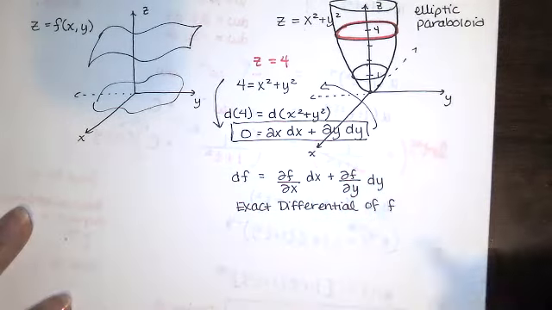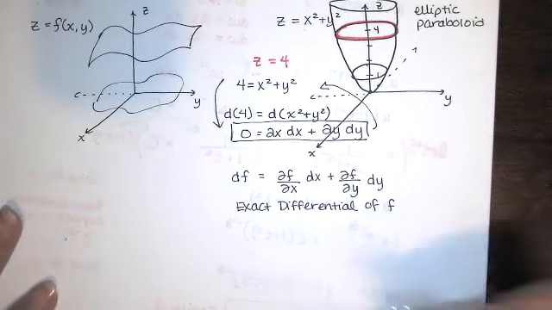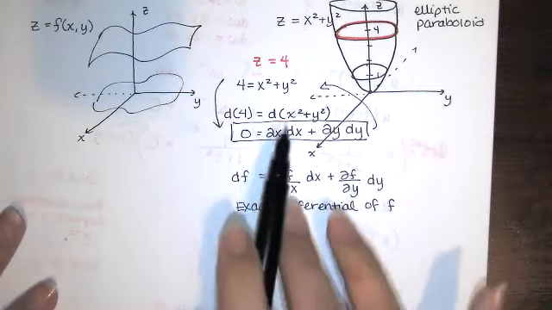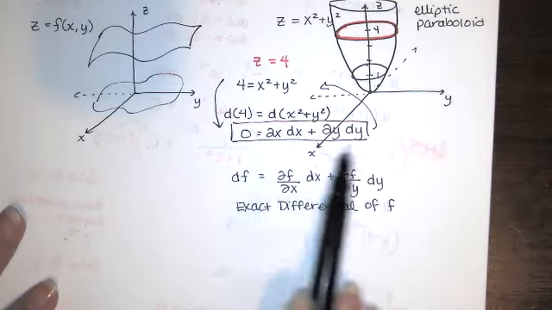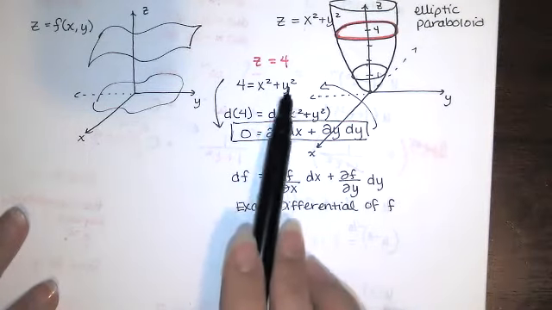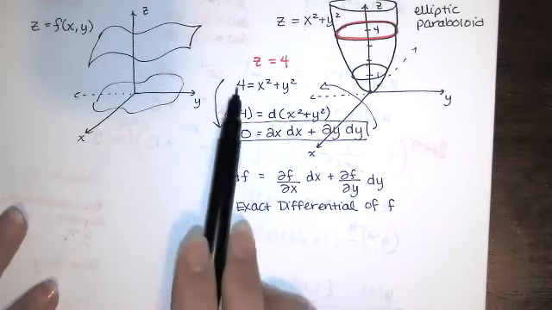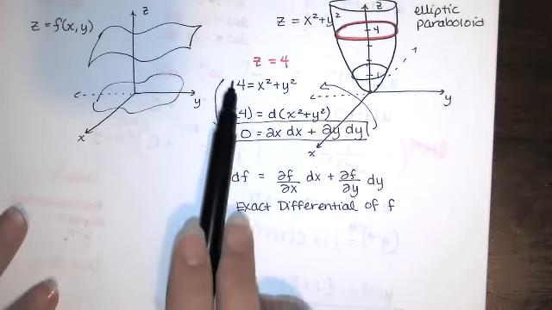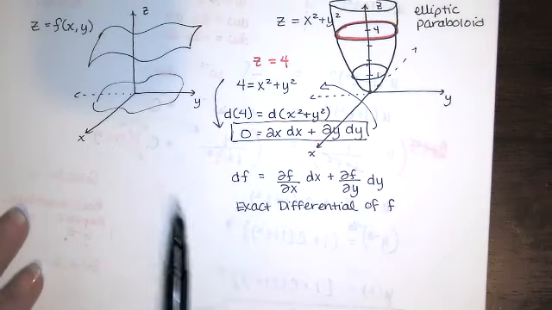Or sometimes people will just call it the total differential of f, or just the differential of f. But if I start with an equation like this, the solution is a curve that looks like this. It's going to be f of x, y equals a constant, because the derivative of that constant would give me 0.